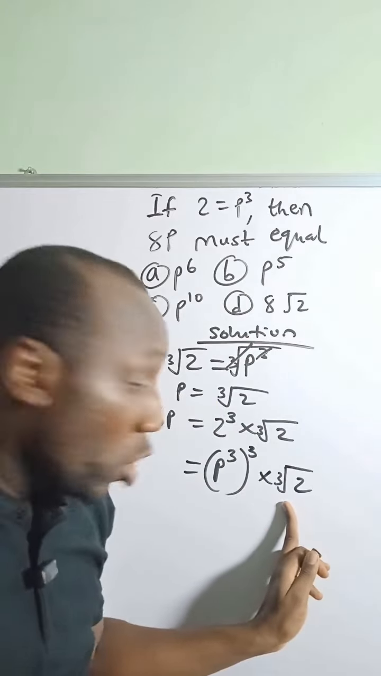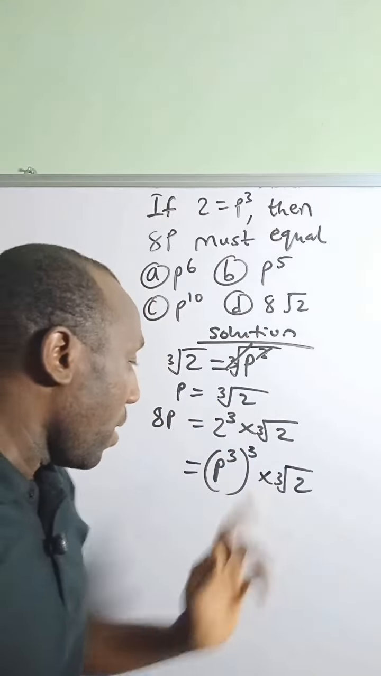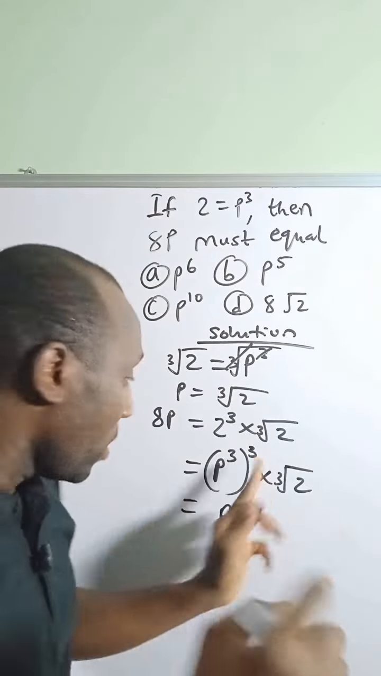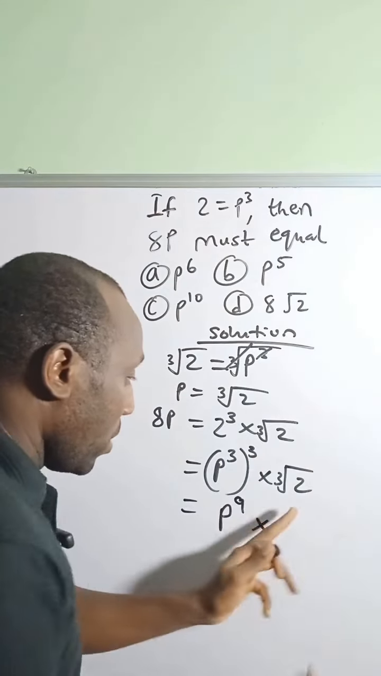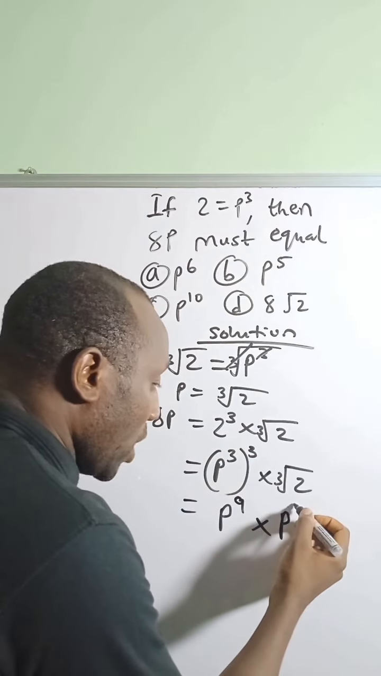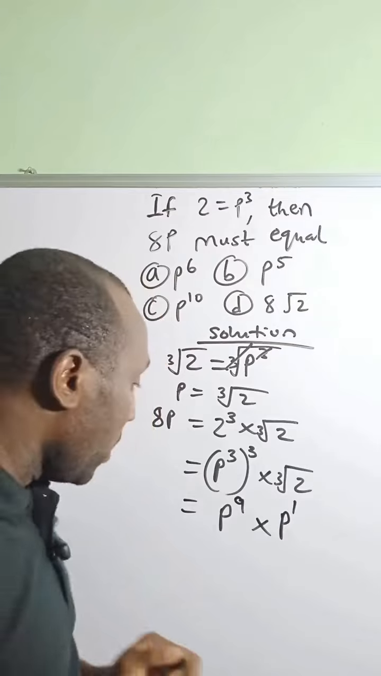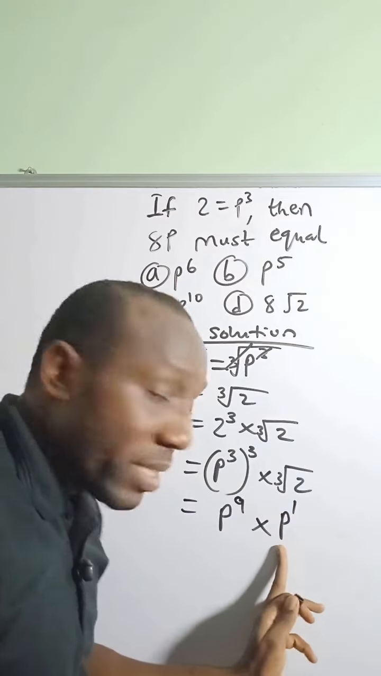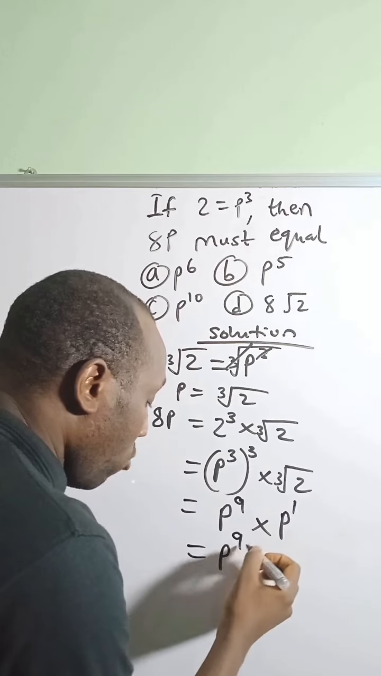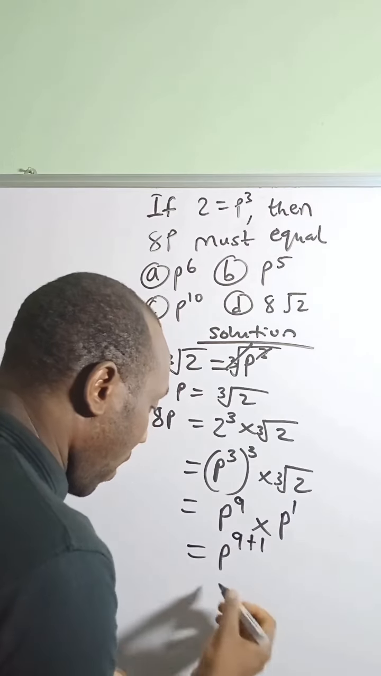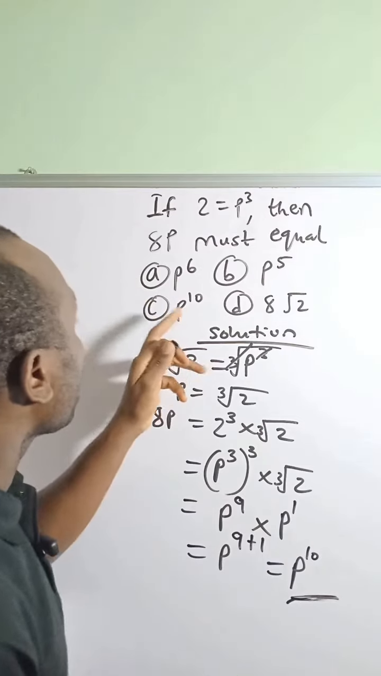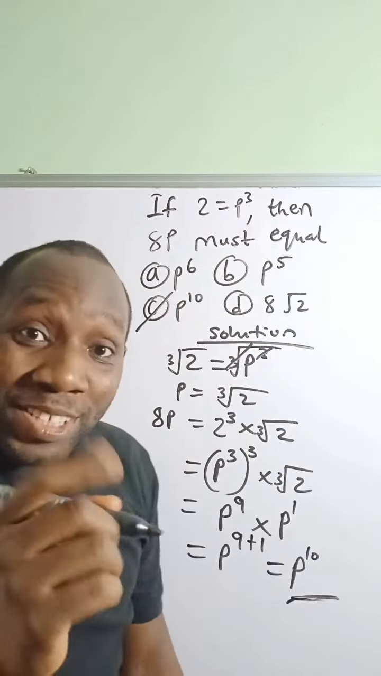So I'm going to replace this cube root of 2 with p here. So that's p raised to power 3 times 3. You can multiply the exponent, 9, then times p as we have it here. And this can be expressed as p raised to power 1. Apply the law of indices, add the exponents because the bases are the same. So p will be raised to power 9 plus 1, and this is p raised to power 10. So this right here is the answer. That's option C. I'll see you in the next video.